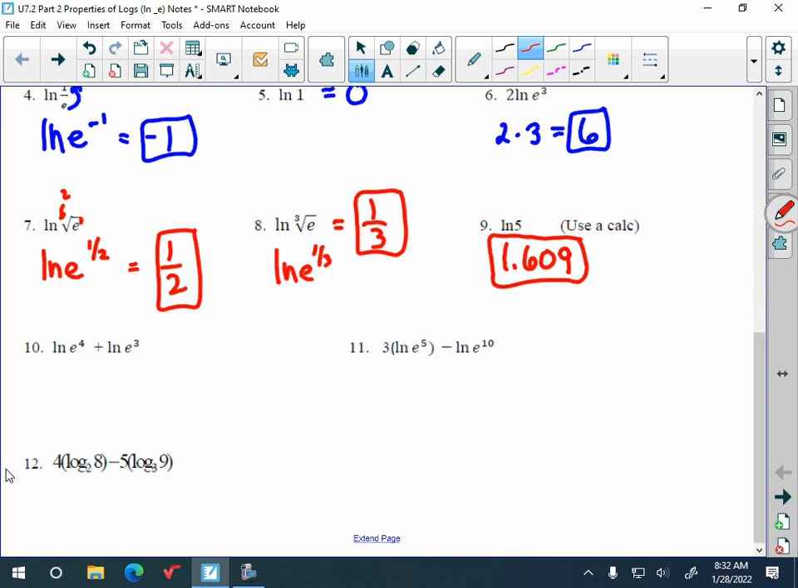All right, so then the rest of these, no calculator. I was just showing you how to use the calculator. So now this is just simplify. Again, PEMDAS, order of operations. So you want to simplify what you can, and you can add, subtract, whatever. So on number 10, ln e to the 4th is what? 4. Plus ln e to the 3rd is what? 3. And 4 plus 3 is 7. Pretty easy. All right, see if you can do the rest of those.